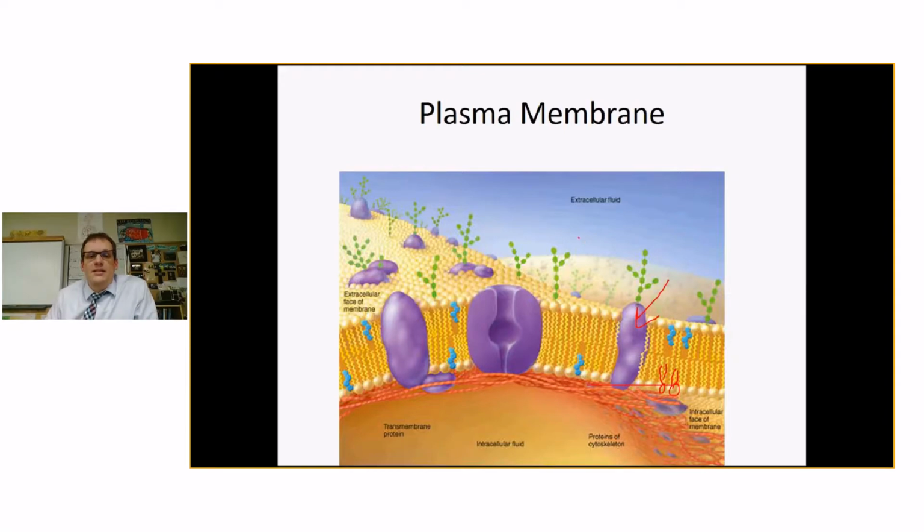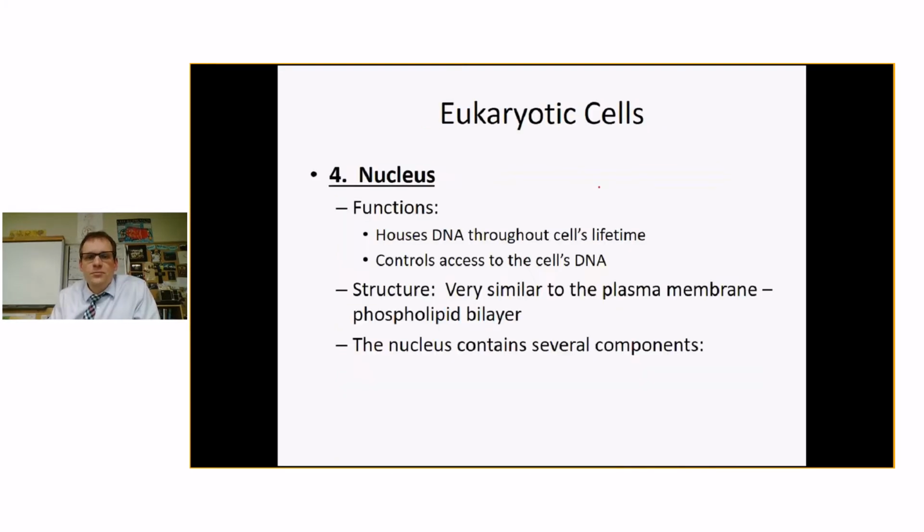But one of the big ones is, in fact, shuttling molecules across that membrane, either in or out, that can't just simply cross right through, because again, that phospholipid bilayer is selectively permeable. It only lets certain things through. So those proteins help with allowing other stuff to get through that needs to get through. Okay. So we're now going inside the cell, and we're going to talk a little bit about the nucleus.